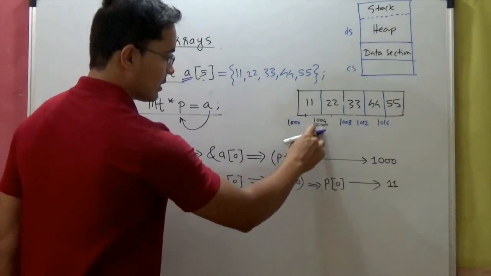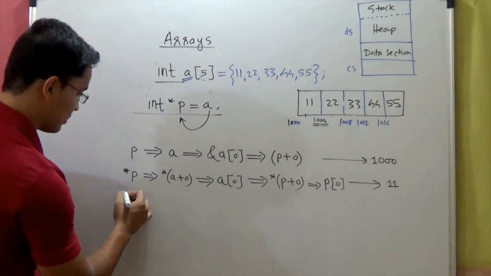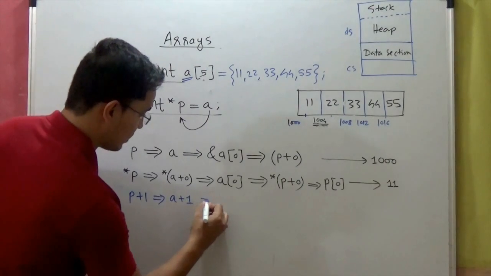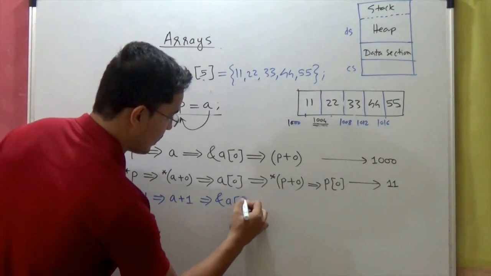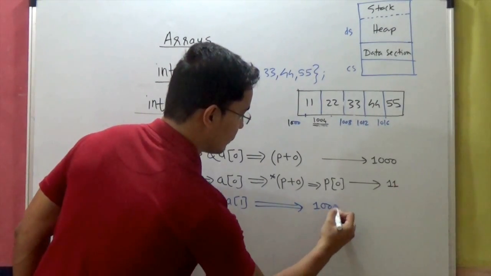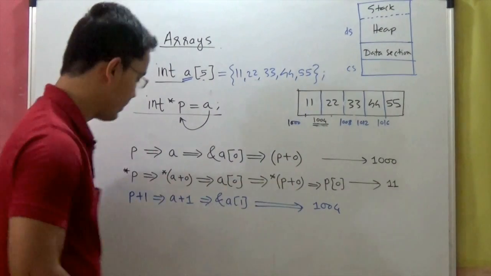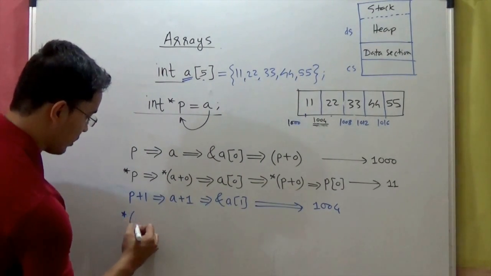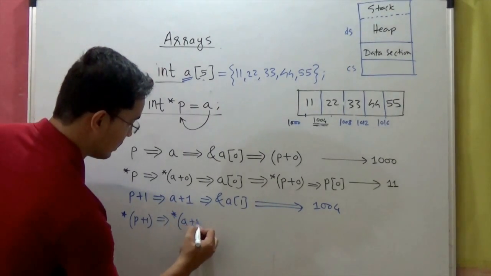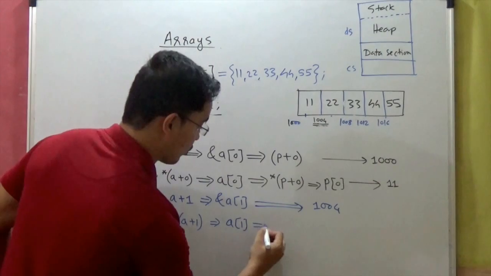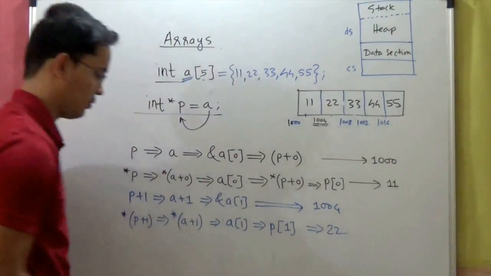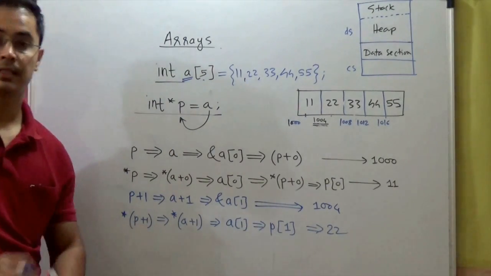Let's talk about address 1004, second element of the array. So we'll say p plus 1, you can say a plus 1, you can say ampersand of a of 1. So all of this will give you the address 1004. And how to get the value of second element? You can say star value at p plus 1, you can say star value at a plus 1, a of 1, or you could also say p of 1. Right? They will all print the value 22. Right? So all these notations are exactly similar.